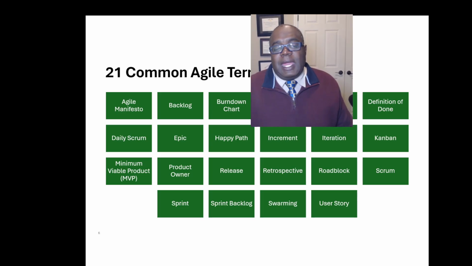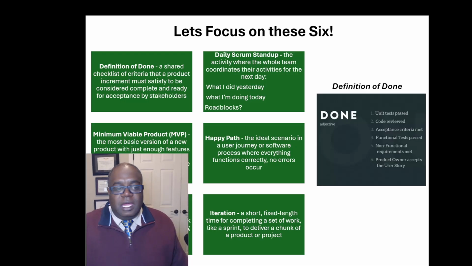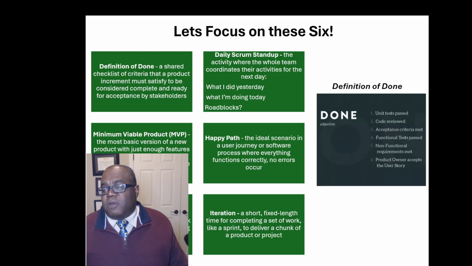Here are 21 common Agile terms. And as you can see, I'll go ahead and let you see the other ones there. We're going to focus on 6, and here are the 6. We're going to start with a definition of done. Again, we broke that one up. That's one of the other key components of Agile project management. You want to make sure, hey, user tasks, code reviews, acceptance criteria met, all these other items, so that when an Agile project is complete, you can say, hey, we met the definition of done, we did it, this should be complete.